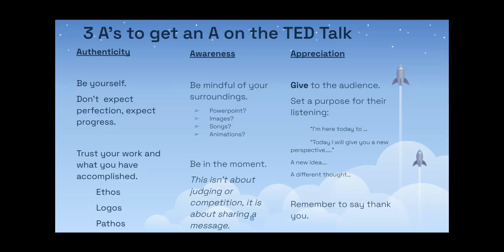So, as promised, here it is, the 3 A's to get an A on the TED Talk. The first one is authenticity. Be yourself. Don't expect perfection, expect progress. Trust your work in what you've accomplished. You've already embedded ethos, logos, and pathos, so trust yourself.